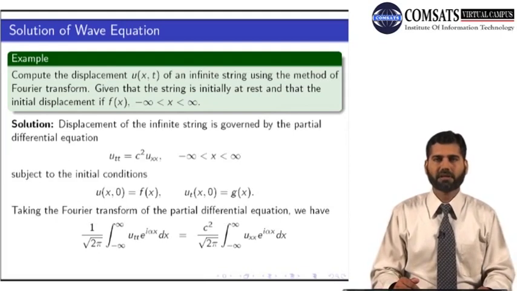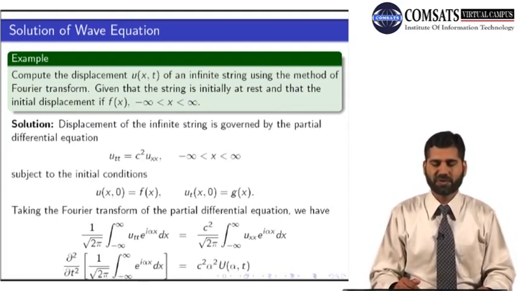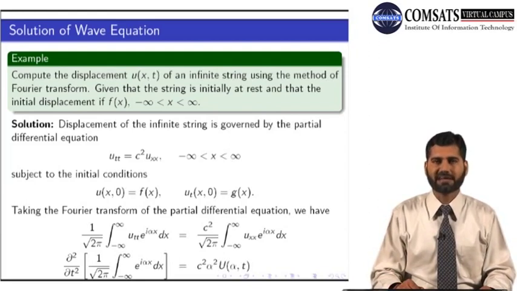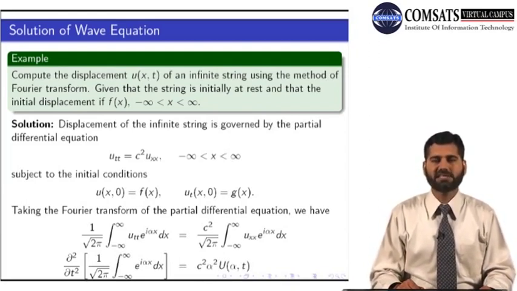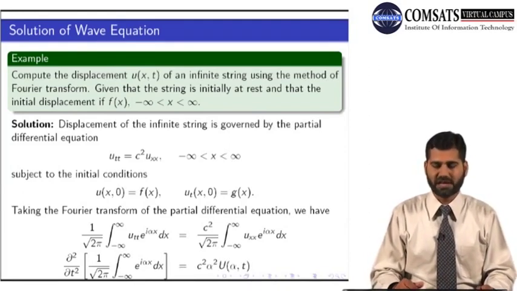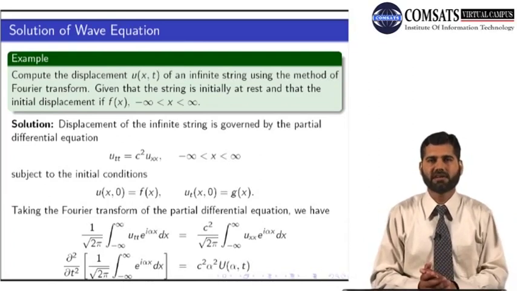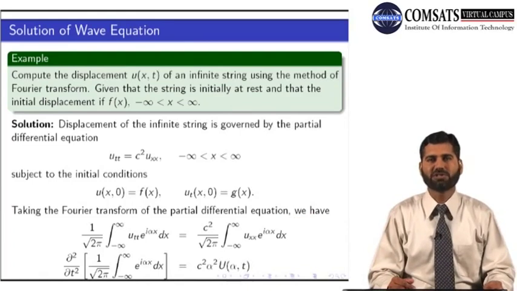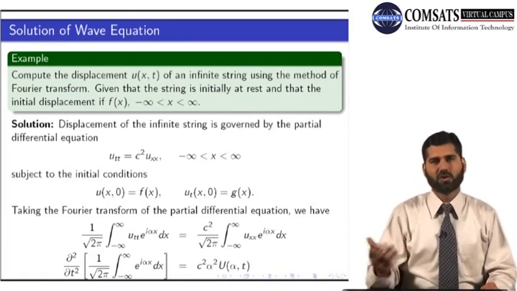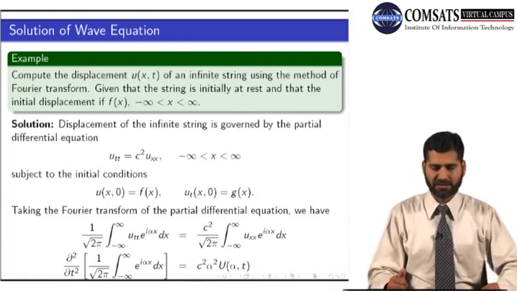So if I formulate this problem, the displacement of this infinite string is governed by the partial differential equation, which is the wave equation: u_tt is equal to c square u_xx. Now x goes from minus infinity to infinity, subject to the initial conditions, u(x,0) is equal to f(x) and u_t(x,0) is equal to g(x). No boundary conditions are given, because boundary is at infinity, and we will impose the conditions that u and u_x go to 0 as x goes to plus minus infinity.